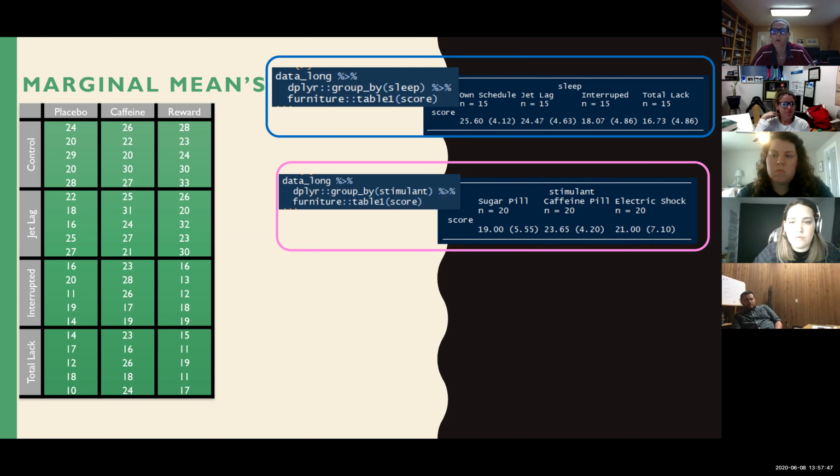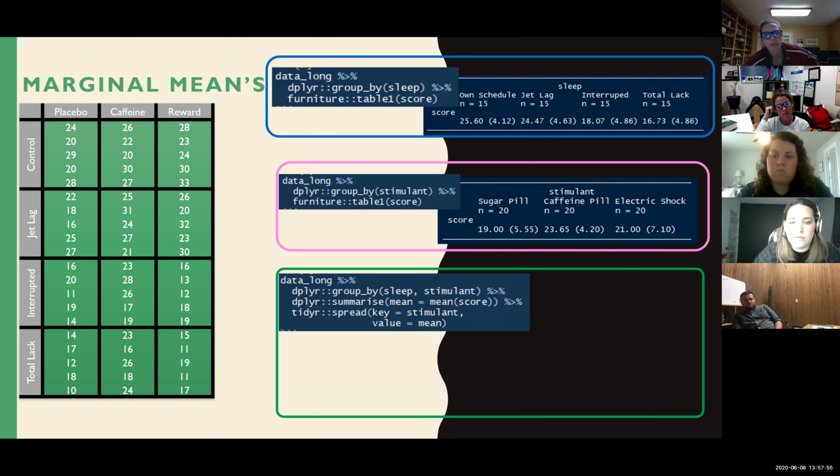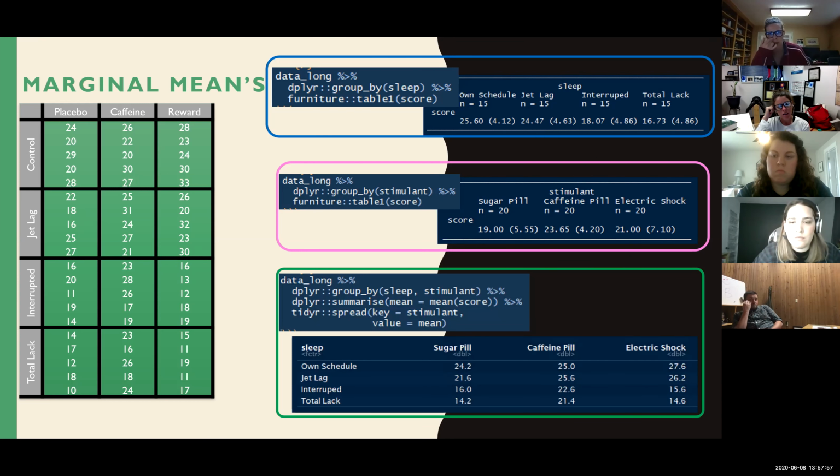So those tell part of the story. Your marginal averages for rows or columns tell you some of the story. But the averages within the cells can sometimes show a different story. And this is the idea of an interaction.